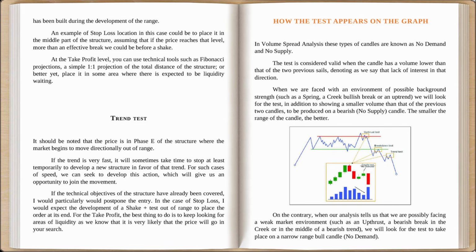When we are faced with an environment of possible underlying strength, such as a spring, a bullish break of the creek, or an uptrend, we will look for the test, in addition to showing a smaller volume than that of the previous two candles, to be produced on a bearish no-supply candle. The smaller the range of the candle, the better.